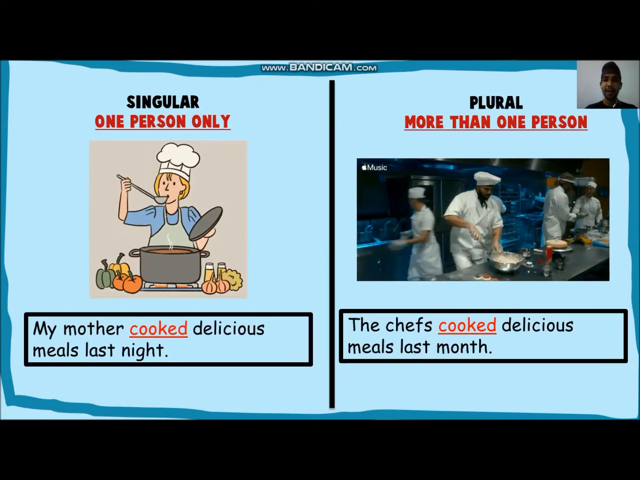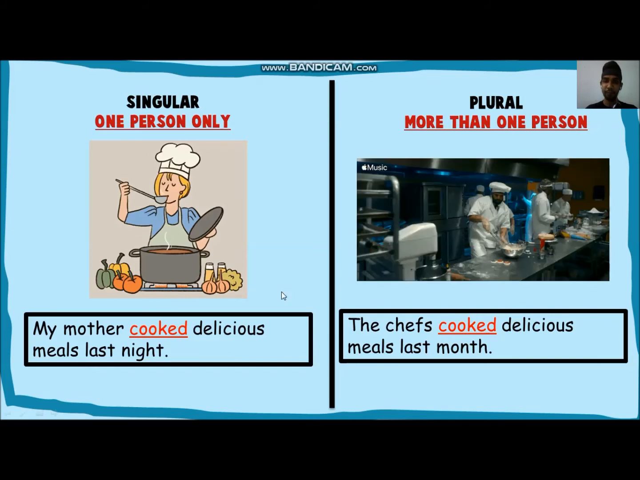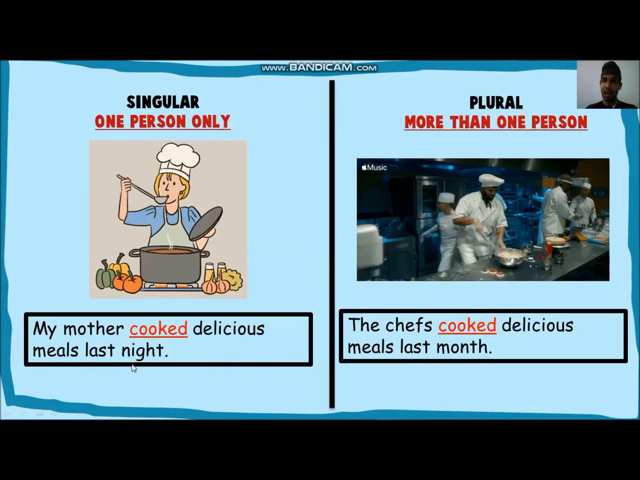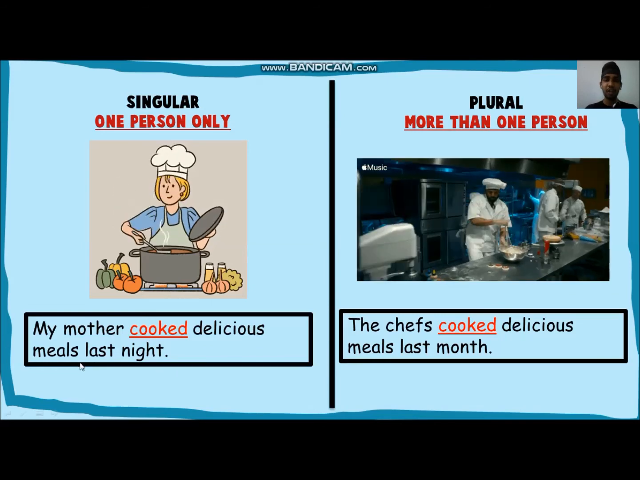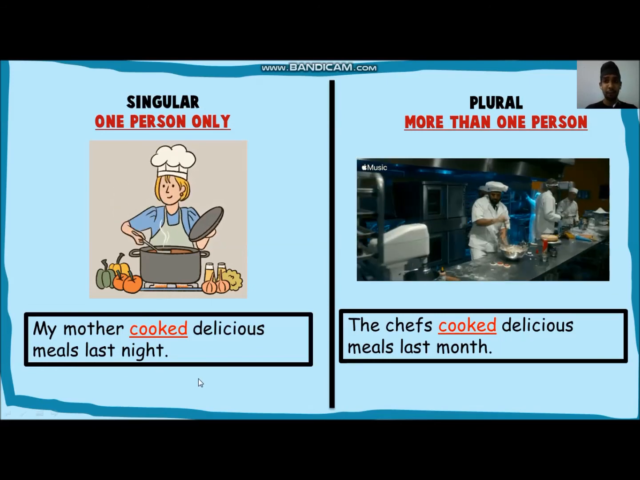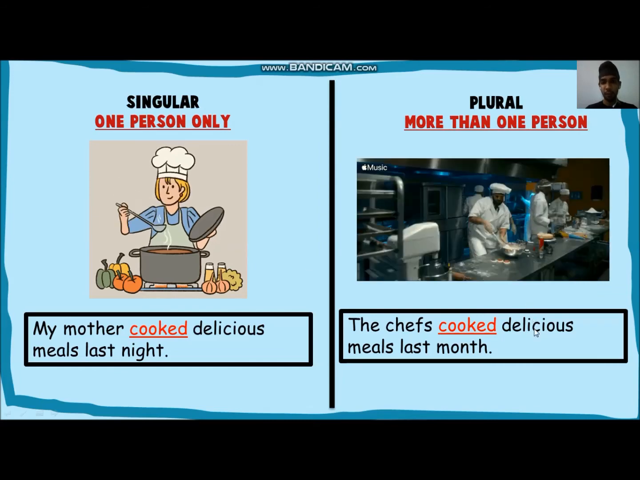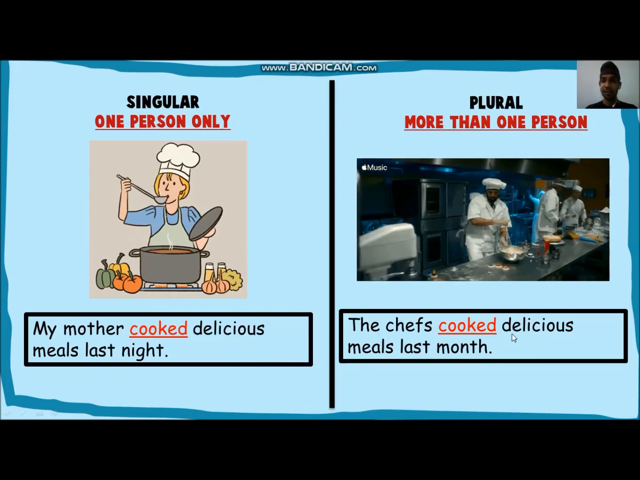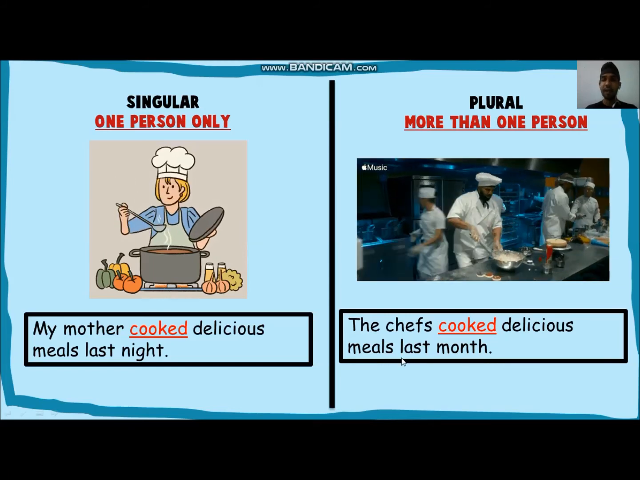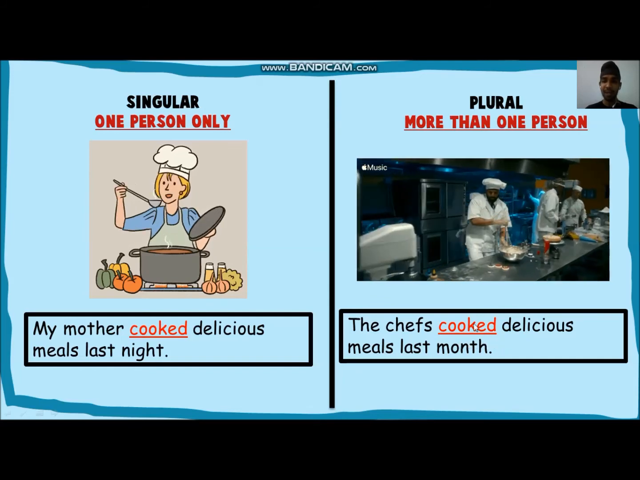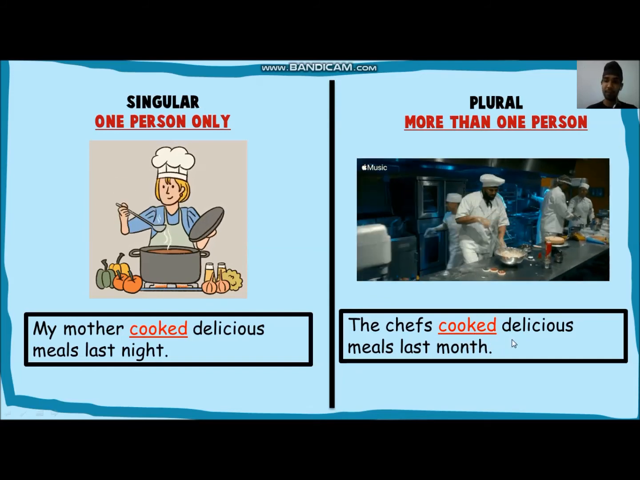Let's take a look at another example that we have seen earlier. My mother cooked delicious meals last night. The action happened in the past. Therefore, the verb must be added with ed. For plural, the chefs cooked delicious meals last month. The action happened last month. Therefore, the verb must be added with ed.